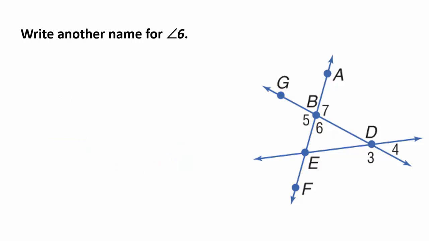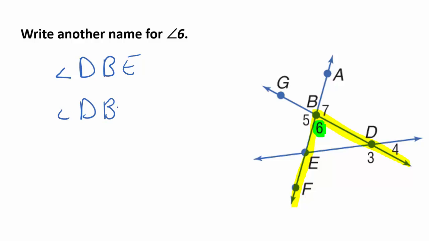Write another name for angle 6. Again, if we notice, angle 6 is right here, and if we trace this angle, our vertex is going to be B, and we can name it angle DBE or angle DBF, only because again it passes through both of those points, so it does not matter which of the 2 you choose.